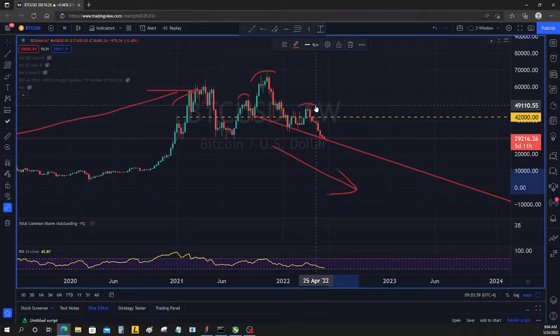That's a blown out Head and Shoulders. It's not a Head and Shoulders. The right shoulder must be lower than the left shoulder. It must be that way.